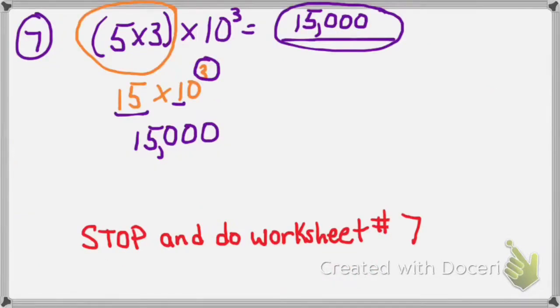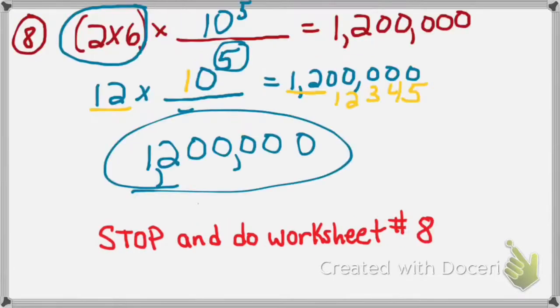If I'm given a number in a problem in parentheses times an exponent, I would solve what's in parentheses first. So 5 times 3 equals 15. And then when I multiply that by the exponent, I keep my 15 and add my 3 zeros to the end, giving me 15,000.